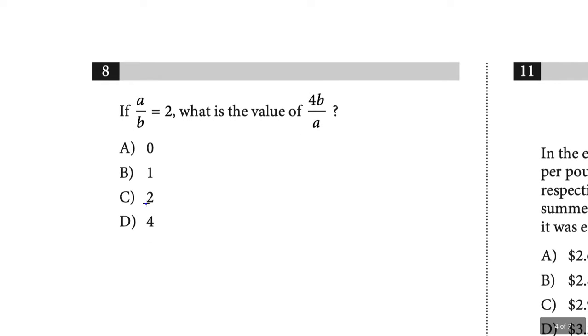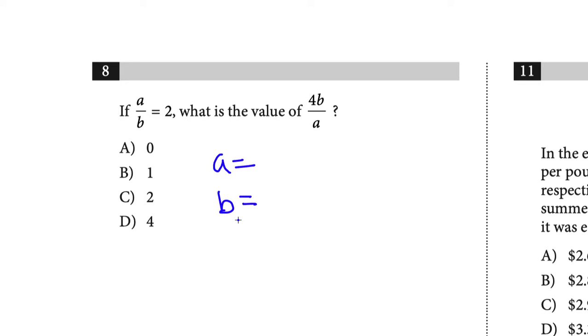All right, we're on to number 8. If A divided by B is equal to 2, what happens when I do 4B divided by A? So, we're going to set this up. Let's just go ahead and choose numbers. These ones are nice and easy. Let's choose a number for A and for B.